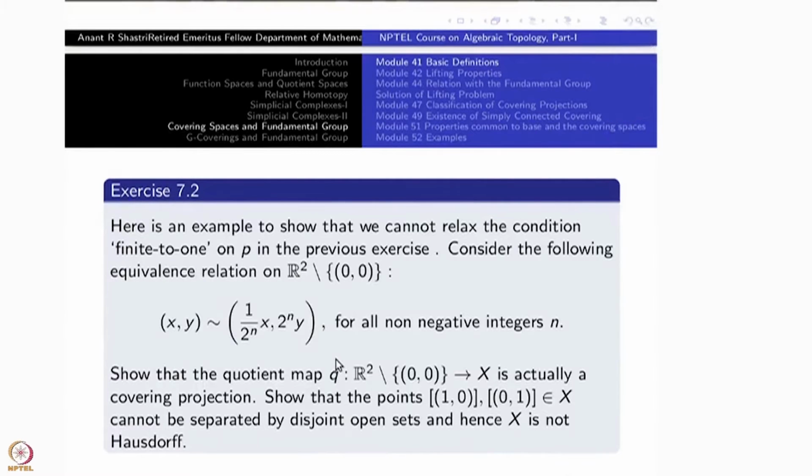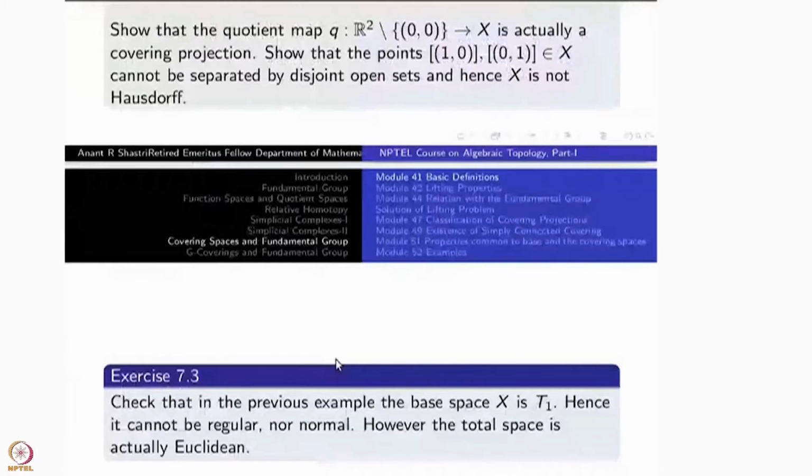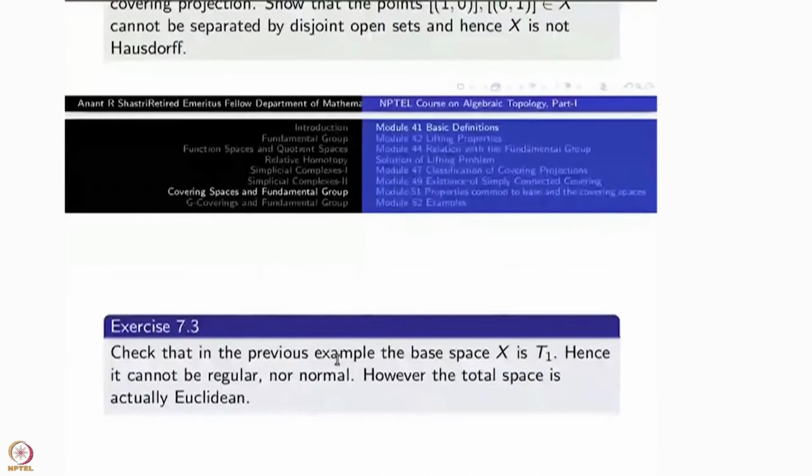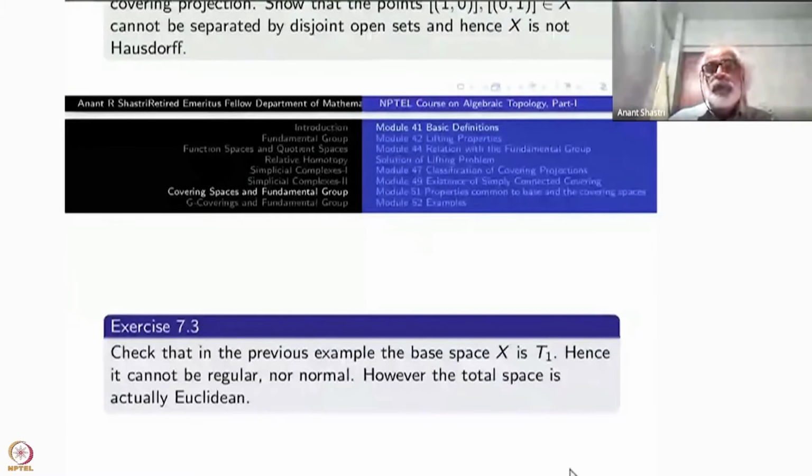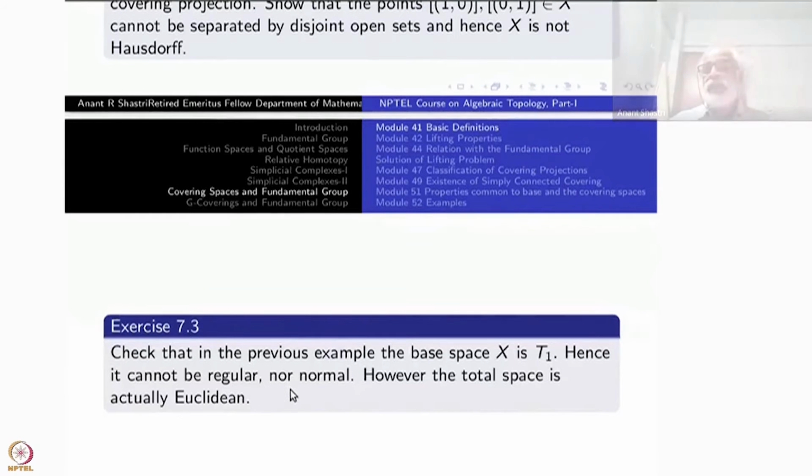All right. So this example is in any case a T1 space. If it is a T1 space and regular, it will be Hausdorff also. So it is not regular, nor normal, because normal plus T1 implies T2. So it is neither regular nor normal. All these things are true in R^2 minus 0, being a metric space, but the quotient, the bottom space, fails to satisfy all these separation properties.